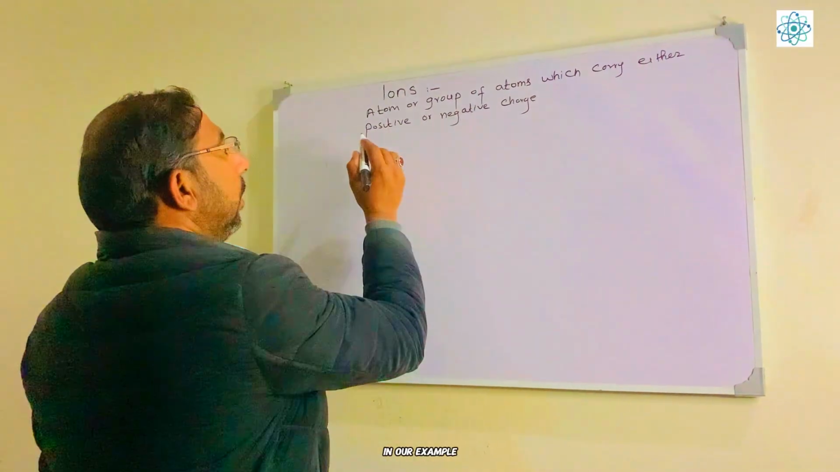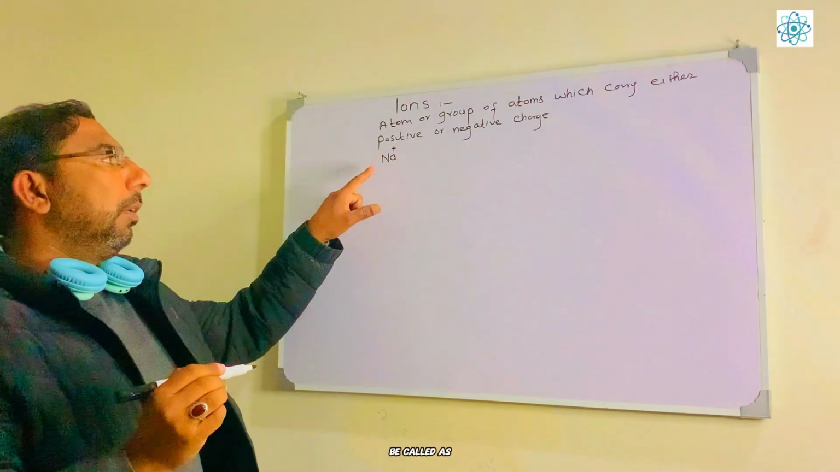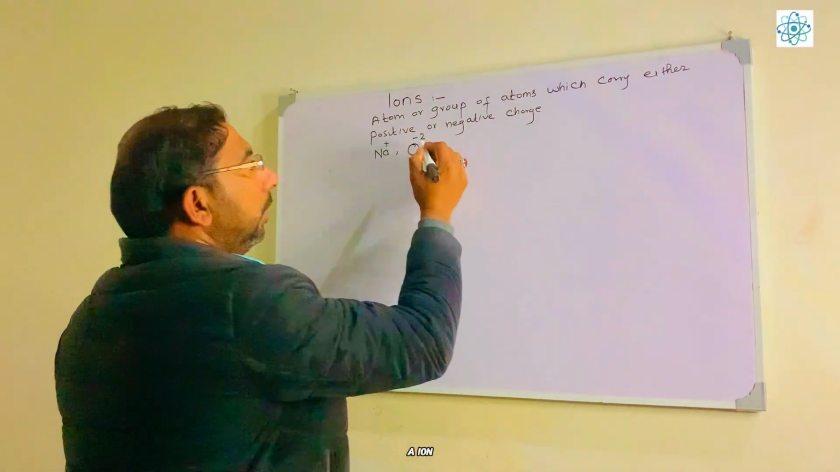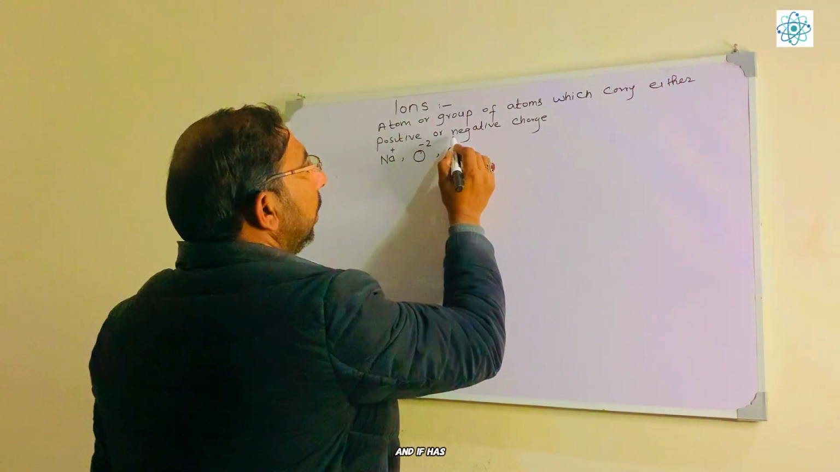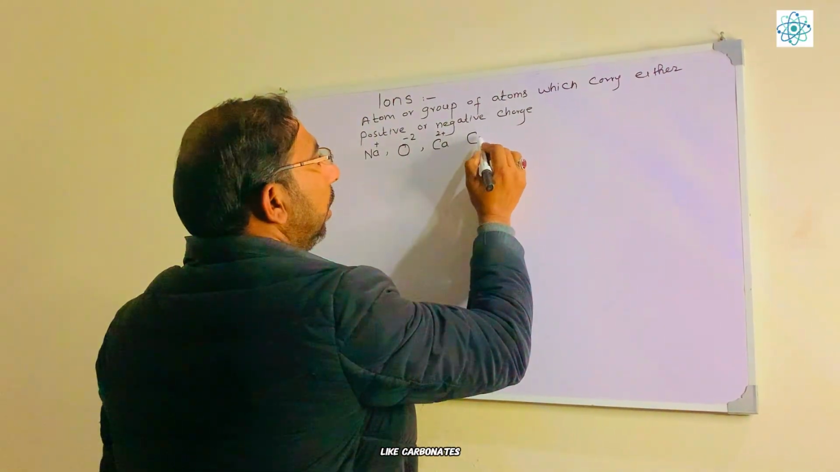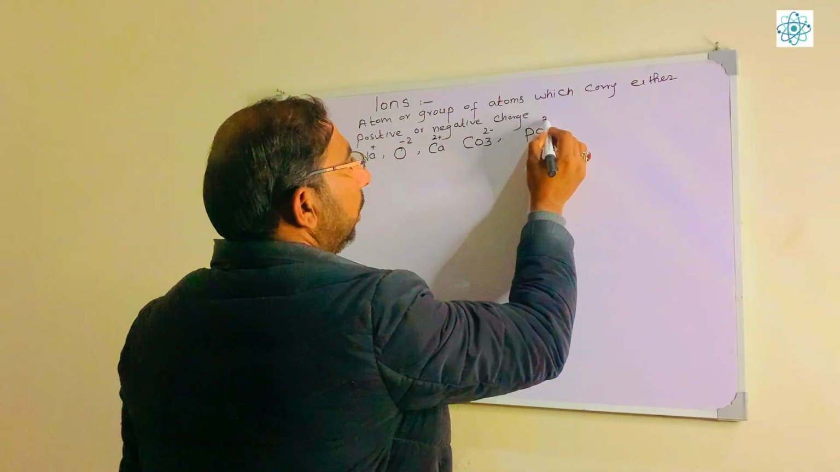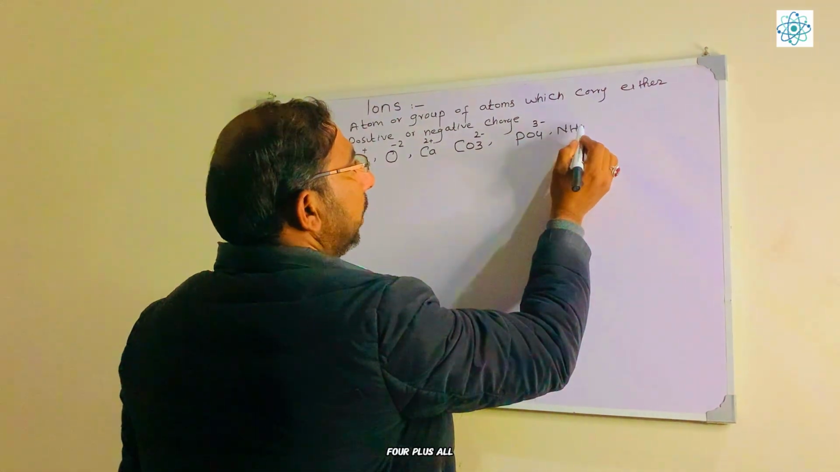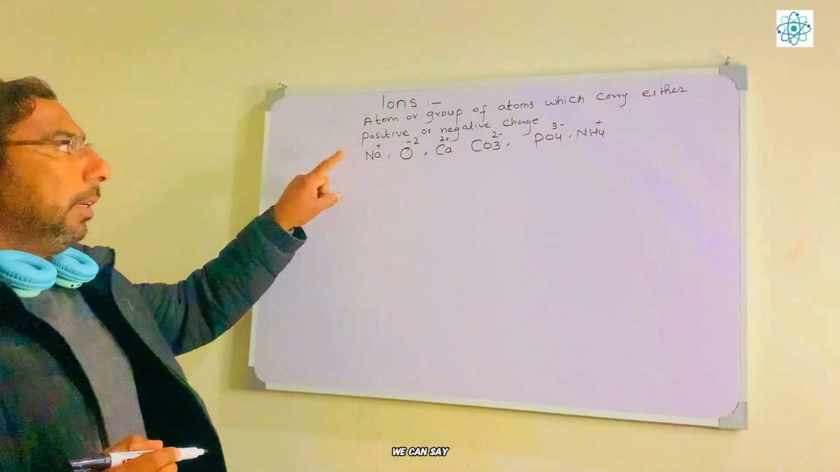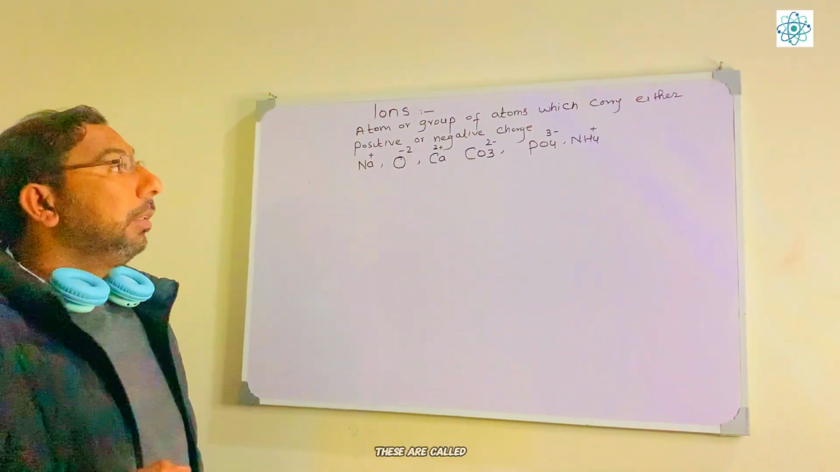For example, a sodium atom, if it has a positive charge, will be called an ion. Similarly, oxygen, if it has a negative charge, is an ion. Similarly, calcium, if it has a charge, will be a positive ion. If we talk about groups of atoms like carbonates, phosphates, and NH4 plus, these are also called ions. In our definition, a single atom or group of atoms which carry either positive or negative charges is called an ion.